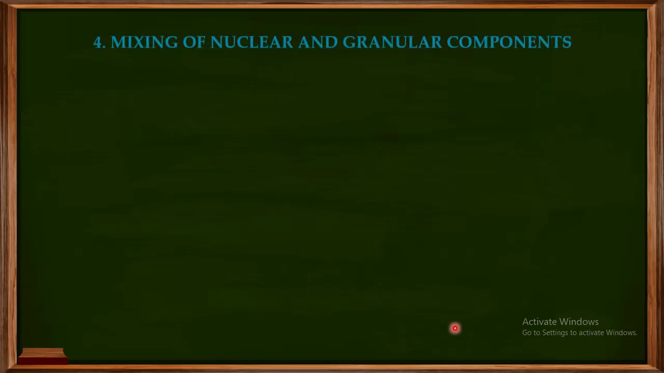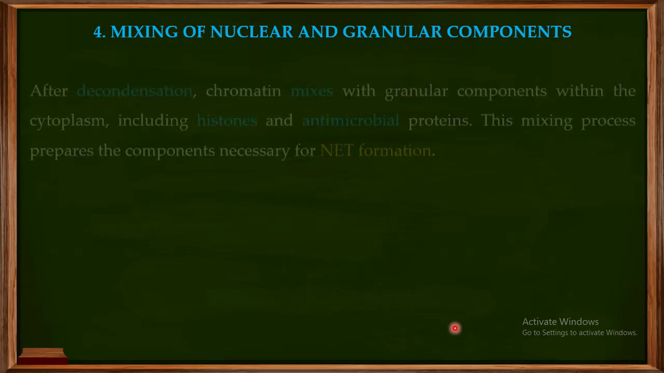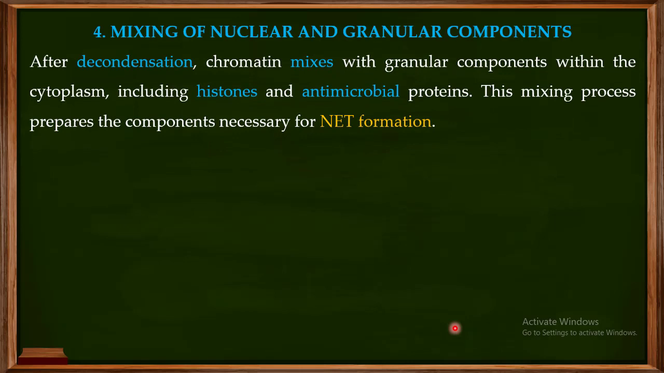Then I've told you about the mixing of the nuclear and the granular components. That was the fourth step in the process of NETosis. I told you that after the decondensation, the chromatin mixes with the granular components within the cytoplasm, including the histones and the antimicrobial proteins. And this mixing process prepares the components necessary for the NET formation.